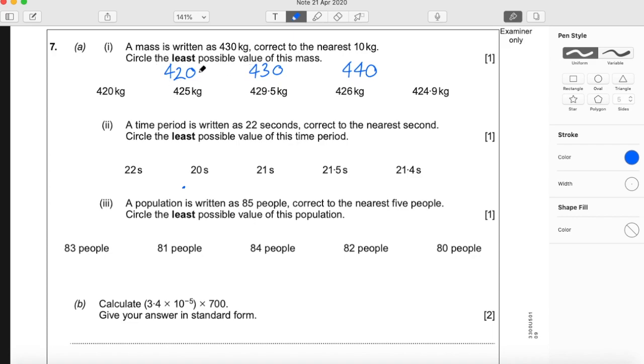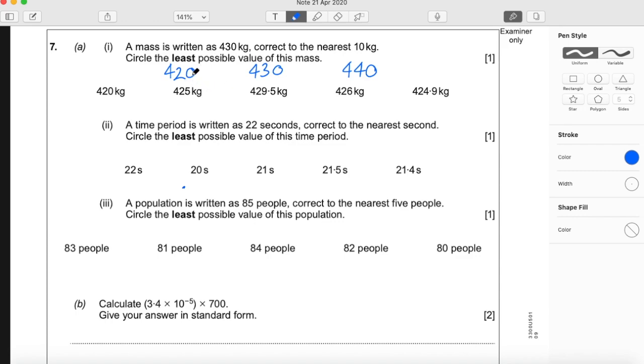Obviously we're so much closer to 420, so we'd just round down from 421. 422, same story, we're only 2 away from 420, but we're 8 away from 430. 423, we're 3 away from 420, but we're 7 away from 430. 424, 4 away from 420, 6 away from 430, so we'd round down to 420.